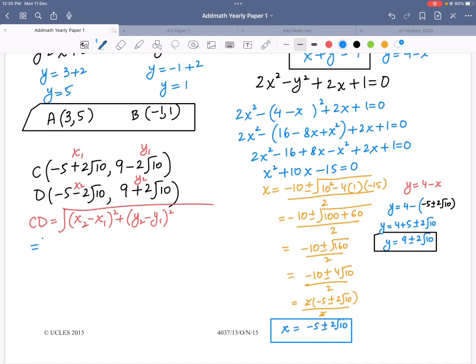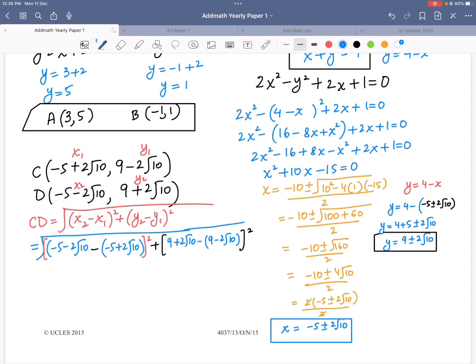So that is my x1, y1 and it's x2 and y2. Now I'm going to place the values here. What is x2? x2 is minus 5 minus 2 under root 10. x2 minus x1. What is x1? x1 is minus 5 plus 2 under root 10. x2 minus x1 whole square, plus again y2. y2 is what? 9 plus 2 under root 10 minus y1, 9 minus 2 under root 10, and whole square of it.